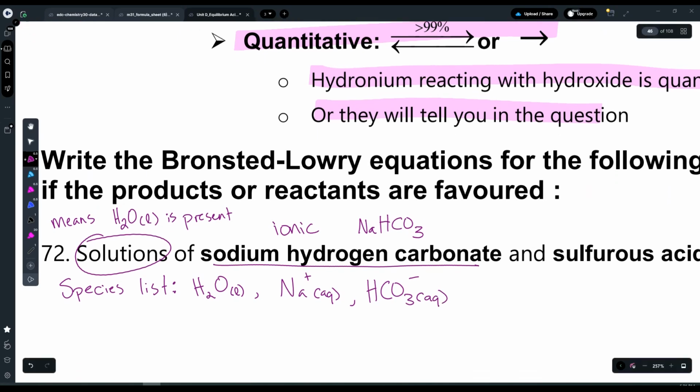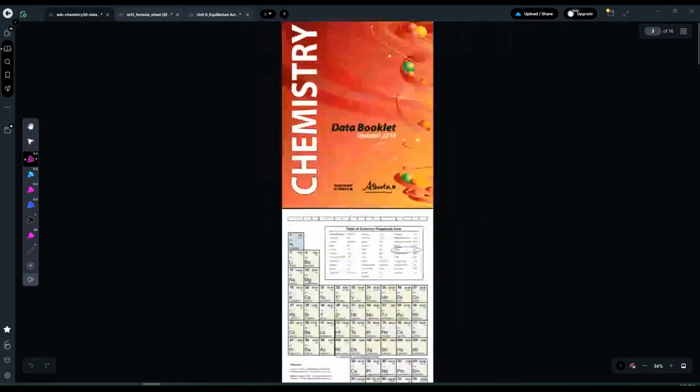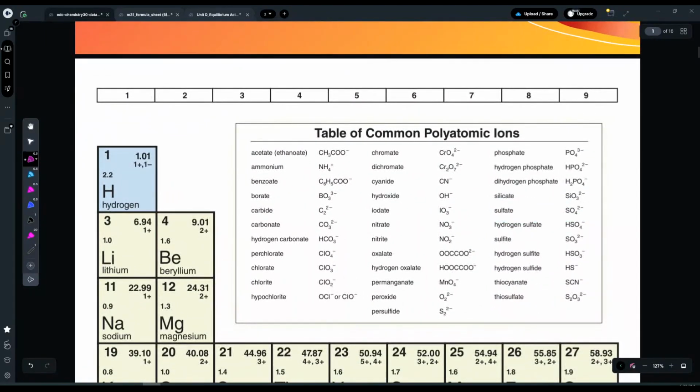If you want a list of polyatomic ions to help you with dissociating compounds, you can look at your periodic table right here. Where you would find hydrogen carbonate would be right here to help you with breaking up sodium hydrogen carbonate.